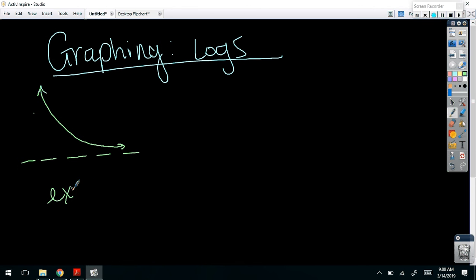So if this is exponential, then logs look like this. Instead, the asymptote is vertical, so it's x equals, so it could be the y-axis instead of the x-axis. Here, my domain is restricted rather than my range, because x and y are swapped. So if you look at it as the inverse of an exponential, it makes it infinitely easier.